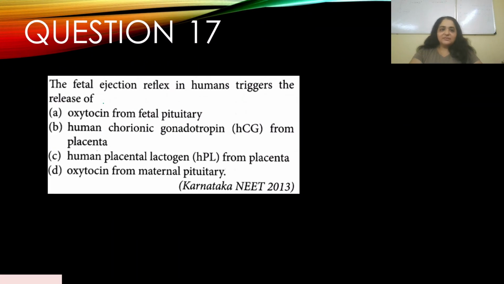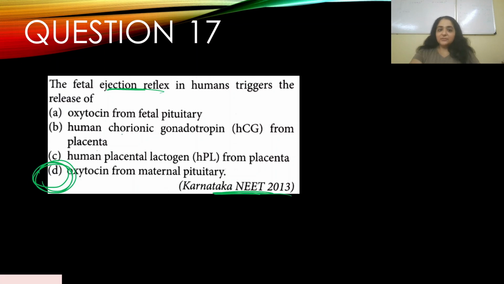Okay, so question number 17. The fetal ejection reflex in humans triggers the release of, it appeared in Karnataka NEET 2013. A. Oxytocin from fetal pituitary, B. HCG from placenta, C. HPL from placenta, D. Oxytocin from maternal pituitary. So the fetal ejection reflex in humans triggers the release of oxytocin from maternal pituitary.